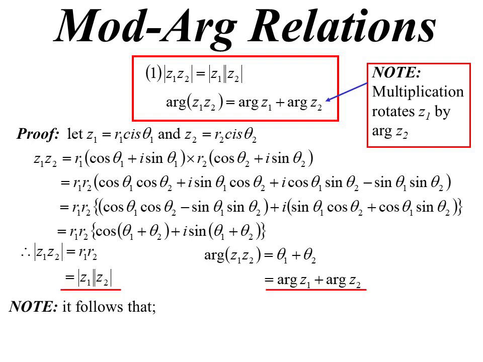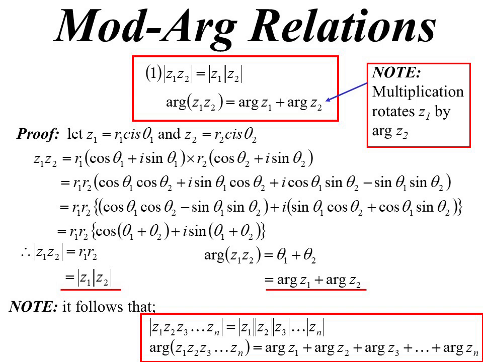Now, it logically follows that if you're multiplying more than one complex number together, then we just multiply all the different moduli together, and the arguments, we would just add all the different arguments together.